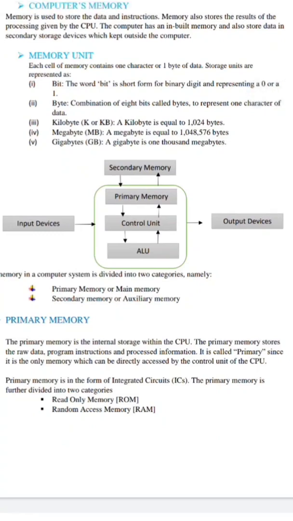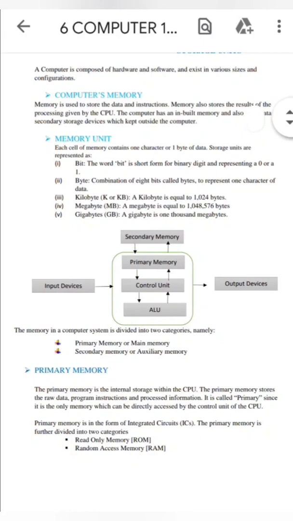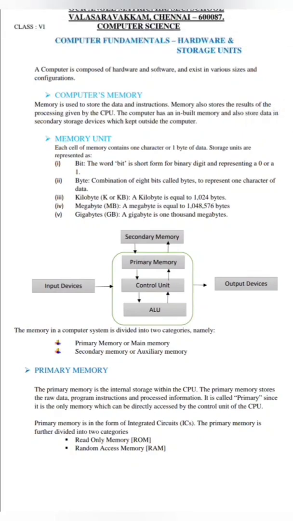All types of computers have memory to store information and to operate. So every computer should have memory to store the data. Memory also stores the results of the processing given by the CPU. That means we can store all the results. The output can be stored through the memory. The computer has an inbuilt memory where it can store a large amount of data. Inbuilt memory is nothing but primary memory or main memory. In that memory we can store a large amount of data.